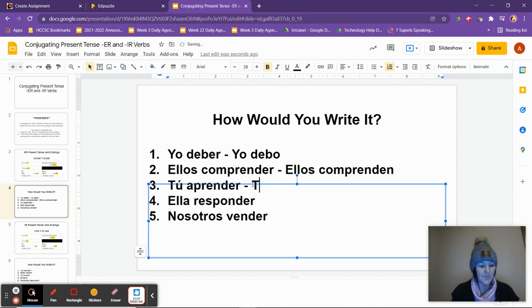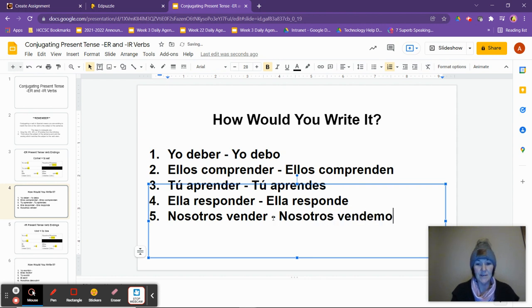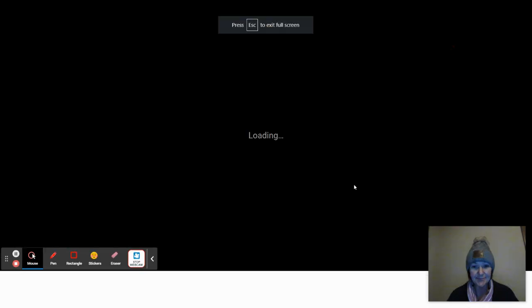It's going to be tú aprendes. Ella responder, so she responds. It's going to be ella responde. And then nosotros vender, we sell, is going to be nosotros vendemos. So you can see in each of these examples, I dropped the ER and then added the verb ending that matched the subject pronoun that I needed.